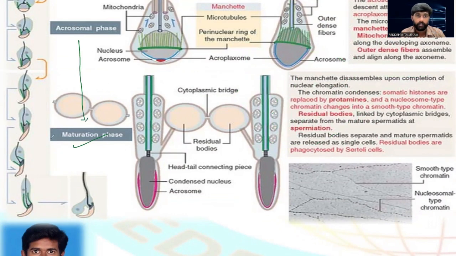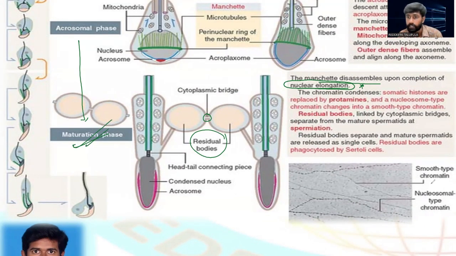After completion of the acrosomal maturation phase, the cytoplasmic bridges will be removed, and these residual bodies will be separated from the matured spermatid. Here it is mentioned: the manchette disassembles upon completion of the nuclear elongation. See, nuclear elongation completes at this phase. Okay, one of the key elements.